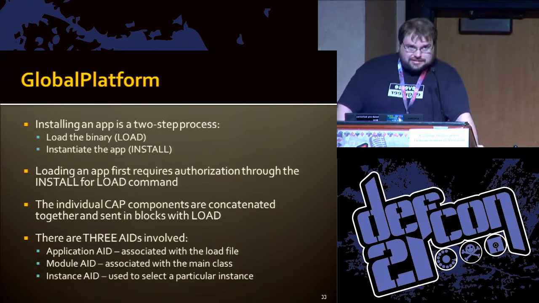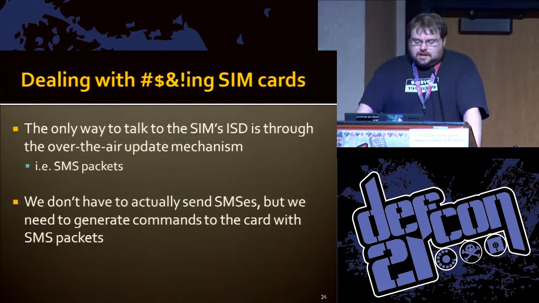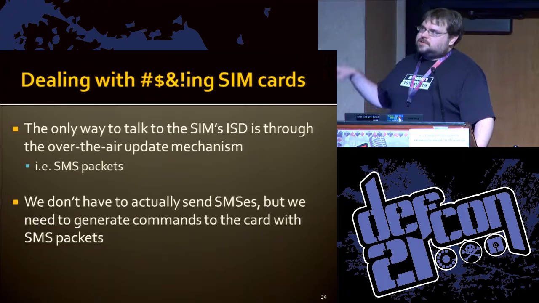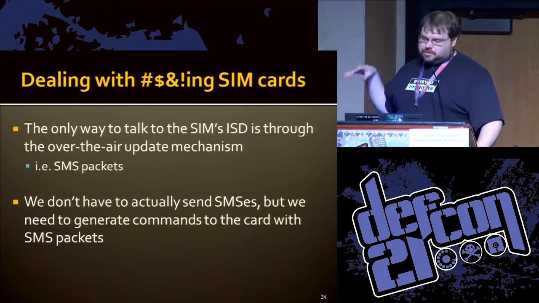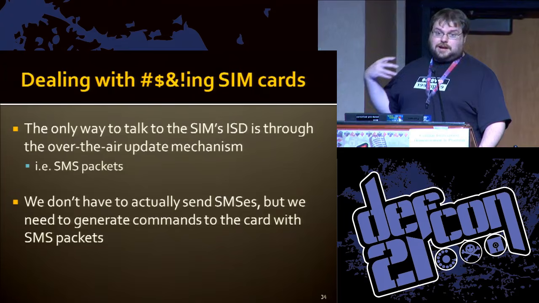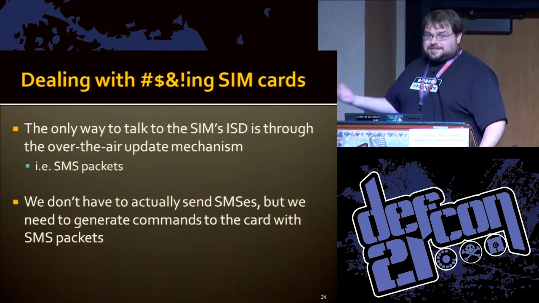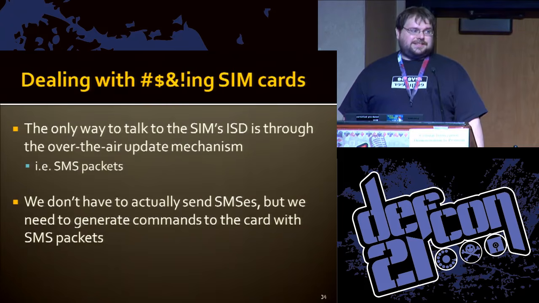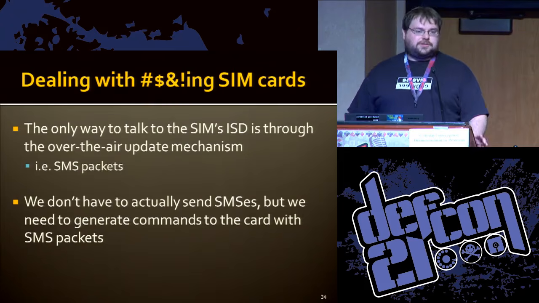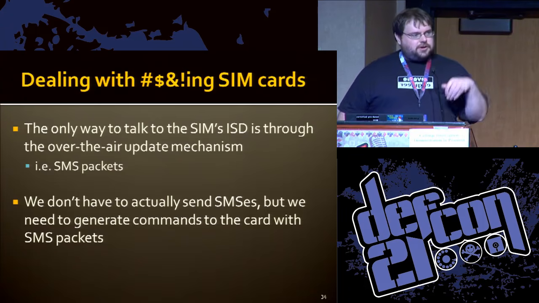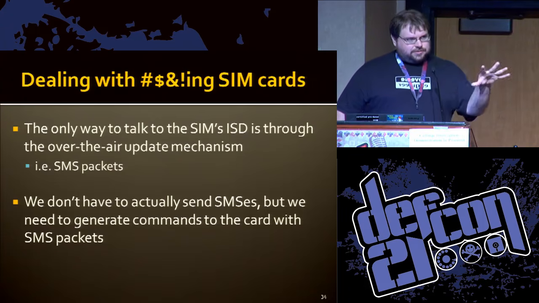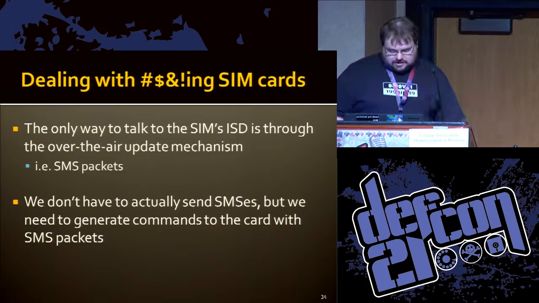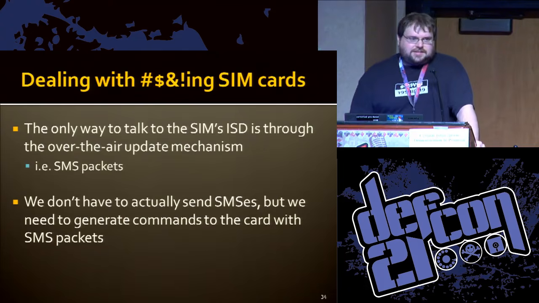As I said, unfortunately, this doesn't really work with our SIM cards. In fact, we found out the only way to actually talk to Global Platform on our cards is through an over-the-air update mechanism, like over SMS packets. But fortunately, we didn't have to actually send these SMS packets. All we had to do was pretend that we were a phone and send it the right APDUs to say that incoming SMS was received, and here's the installation. So what does that actually look like?